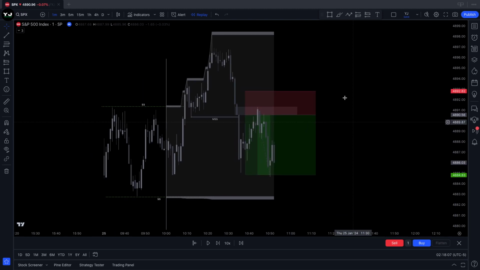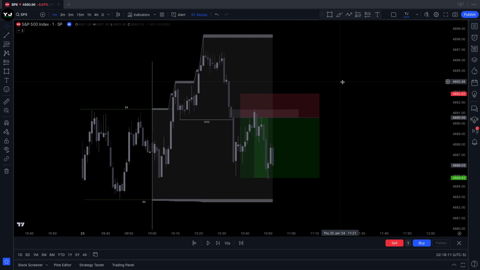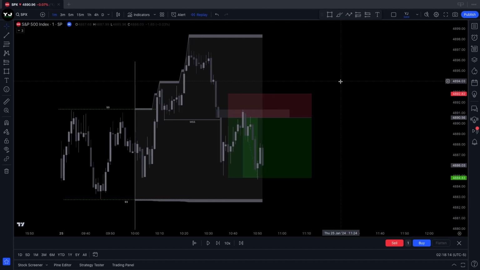And this is a simple trade breakdown of the ICT silver bullet strategy. So I hope you guys found this breakdown beneficial.